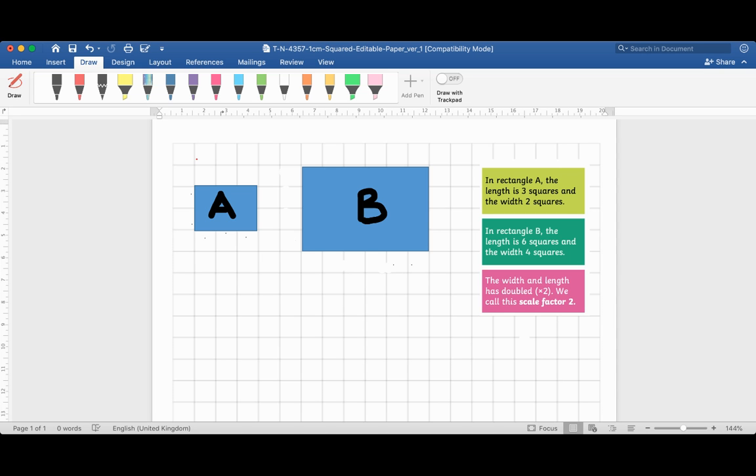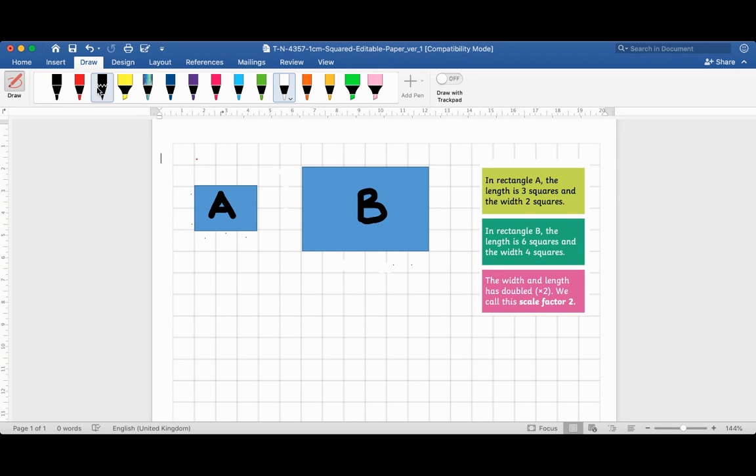As you can see, we've got two rectangles on this page here, and you should notice that B is a lot larger than A. However, you should also realise that the proportions are still exactly the same. We've got rectangle A and rectangle B.